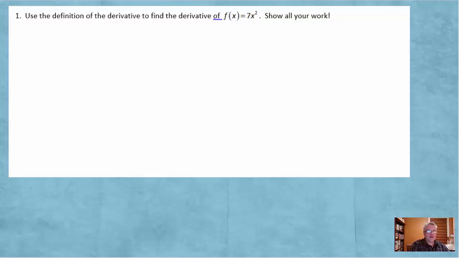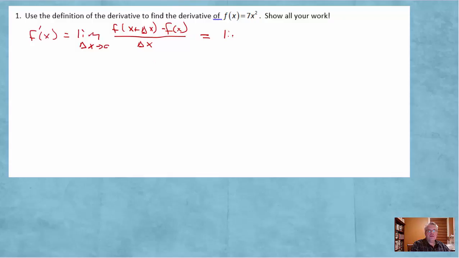Okay, no problem. So I like to start with stating what the derivative is. So f prime of x, the derivative of f of x, is the limit as delta x approaches 0 of f of x plus delta x minus f of x all over delta x. Okay, that's the definition of the derivative, and if we evaluate that limit, we should come up with the derivative, which we know now should be 14x. Okay, so we know the answer we're supposed to be getting.